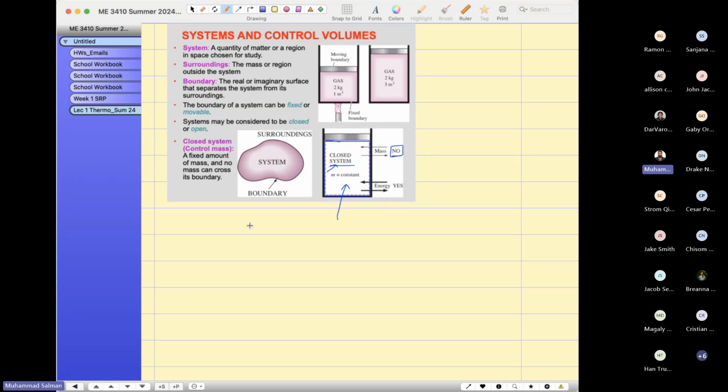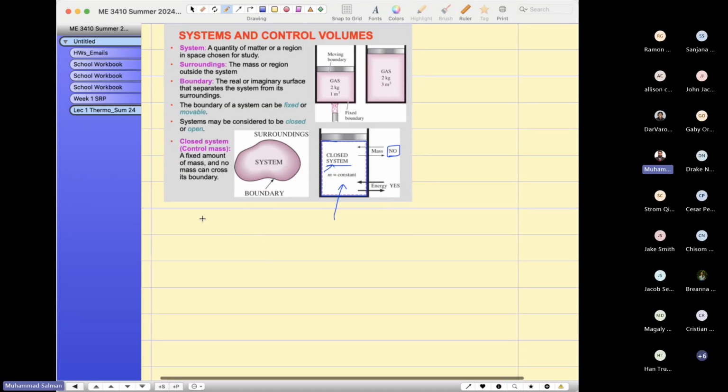The boundary can be movable or fixed. A system may be considered to be closed or open. A closed system has a control mass, a fixed amount of mass, and no mass can cross the boundary.